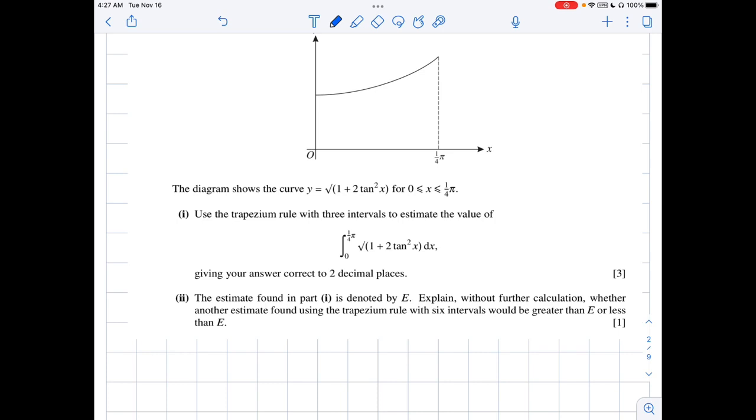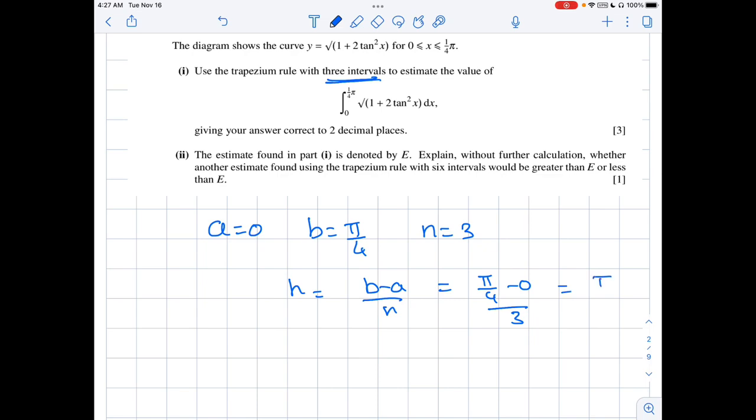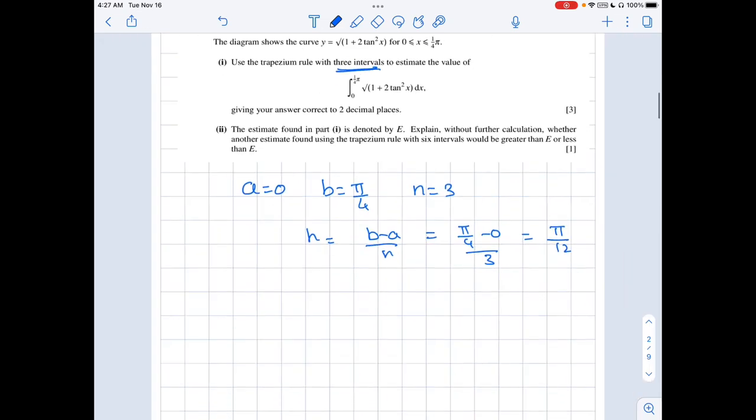So I have to apply the trapezium rule for that one. The lower limit is called a, the upper limit is called b, and n is the number of intervals. Over here it has been given as 3 intervals. So the formula for h is (b minus a) upon n. So (pi upon 4 minus 0) upon 3, which is going to be pi upon 12. So h is pi upon 12.